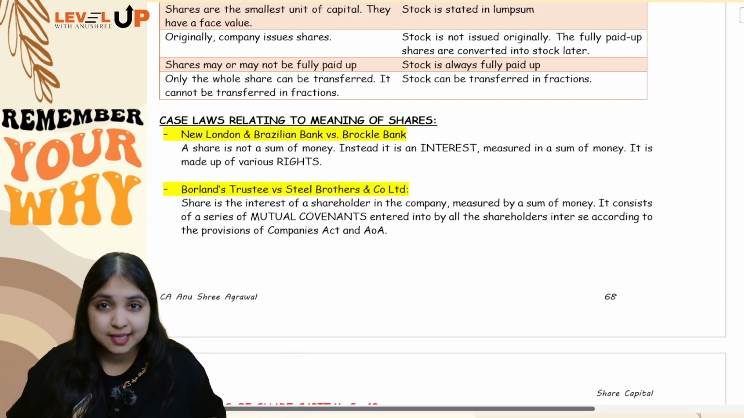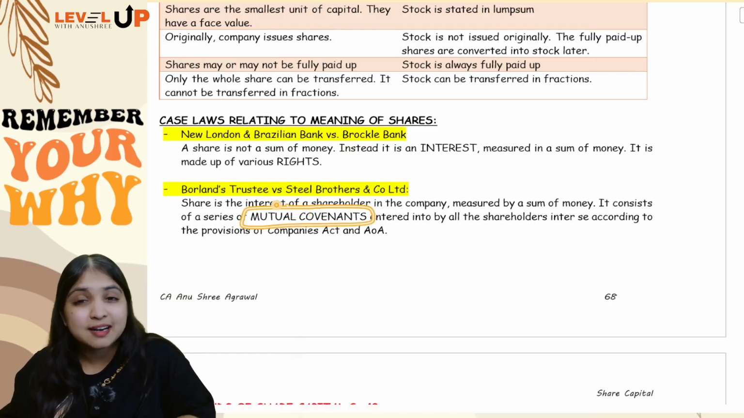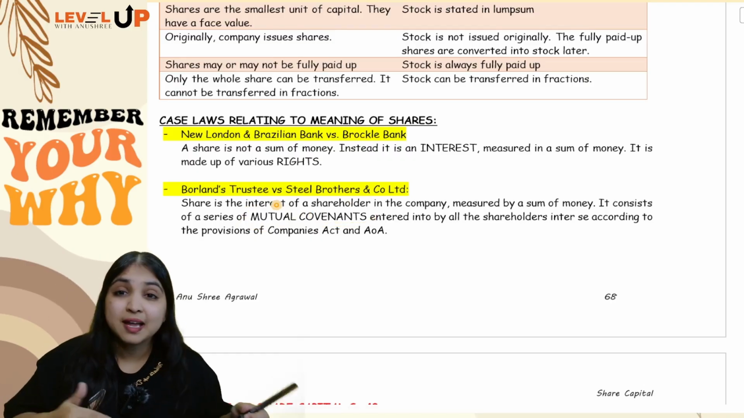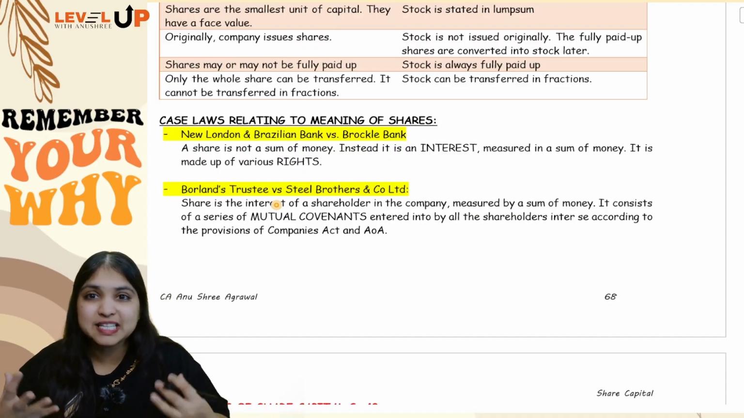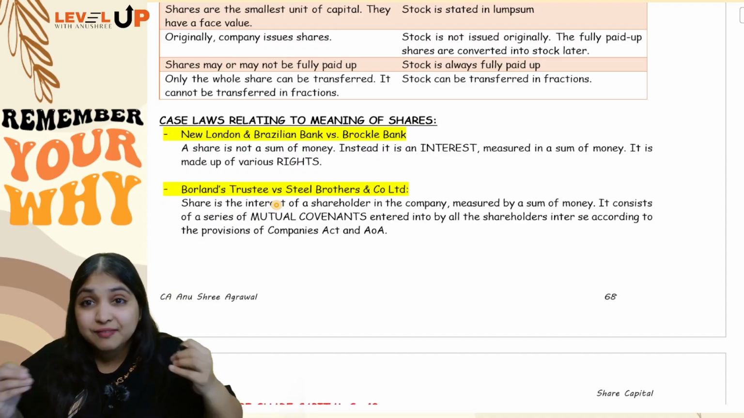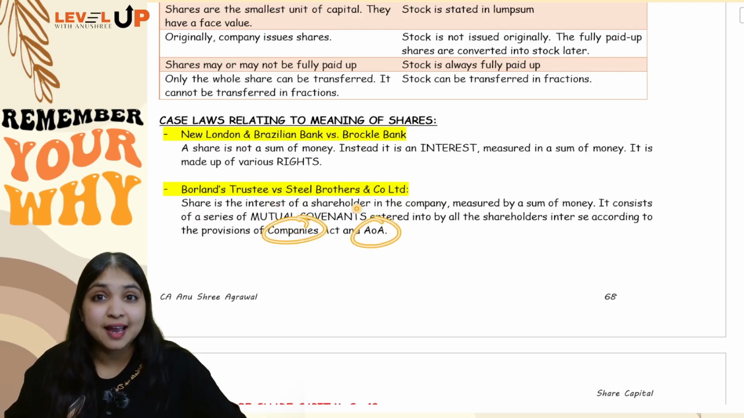So this case law says that between the company and the shareholders there are mutual covenants, which means there are rights and duties of members to the company and there are rights and duties of the company to the members. So there are mutual covenants between the company and the shareholders, and where are they written, guys? Where are these mutual covenants written? Where are these rights and duties written? In two places, in Companies Act and in the AOA.